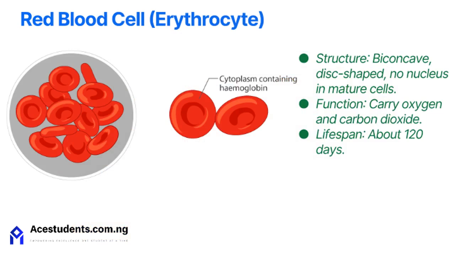Red blood cells are disc-shaped and biconcave, with no nucleus in their mature form. Their main function is to transport oxygen and carbon dioxide. They live for about 120 days.